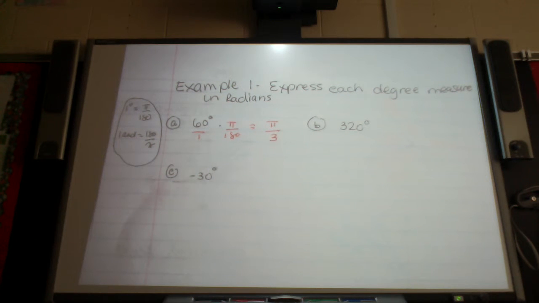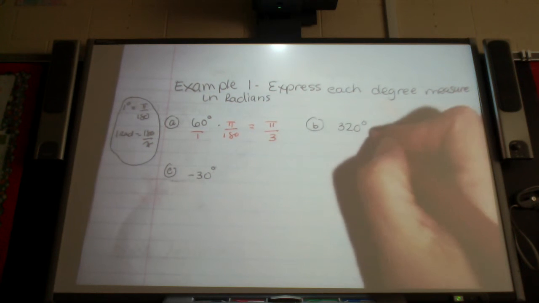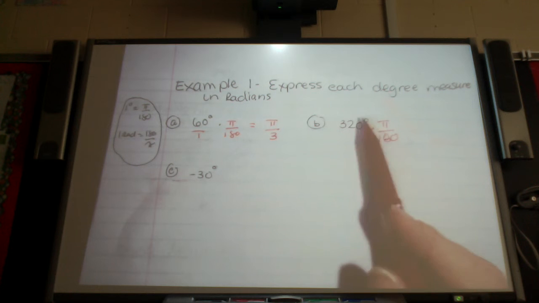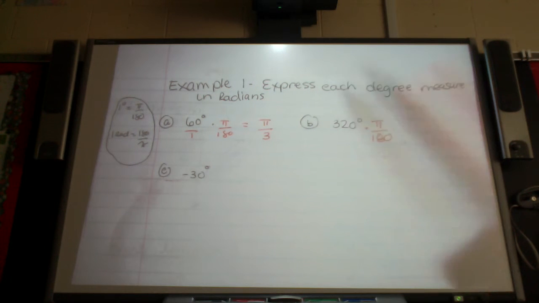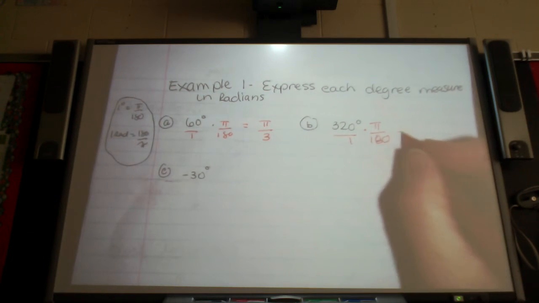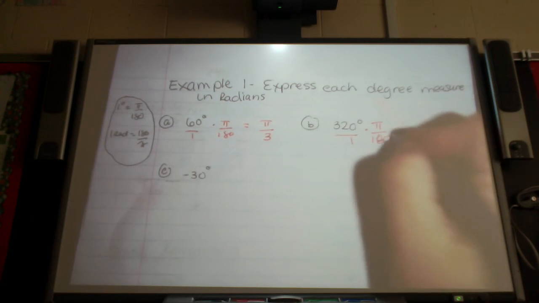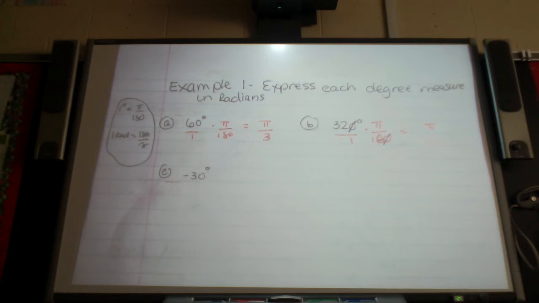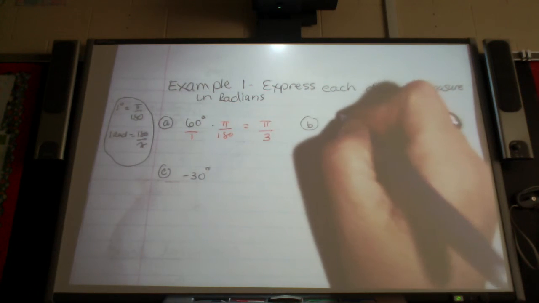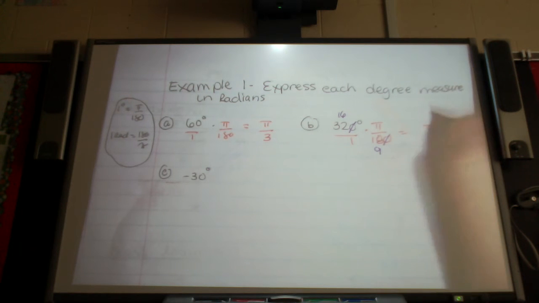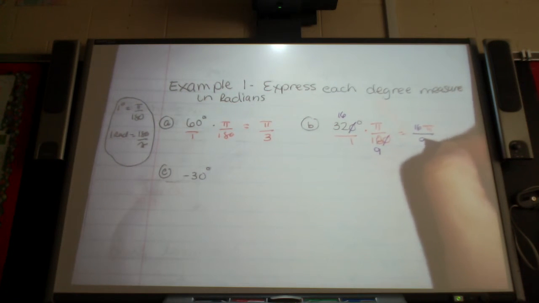Do these the same way. Multiply by pi over 180. We don't want to multiply the pi out. So what I did was I reduced. Well, 180 and 320 are both divisible by 10. I can now divide them both by 2. So we get 16 pi over 9.